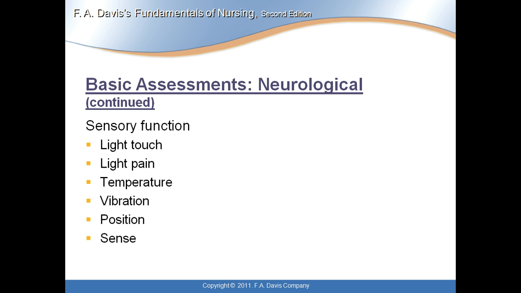And let's see here. So for the neurological, you also assess for sensory function. You'll determine whether or not they can feel light touch, light pain, whether or not they can determine temperature, vibration, position, and sense. If you actually go to your hard book or volume one, on page 400 is the cranial nerves and what they do. And then further on, you'll find out how to actually assess for the cranial nerves and whether or not they're deficient in certain areas.